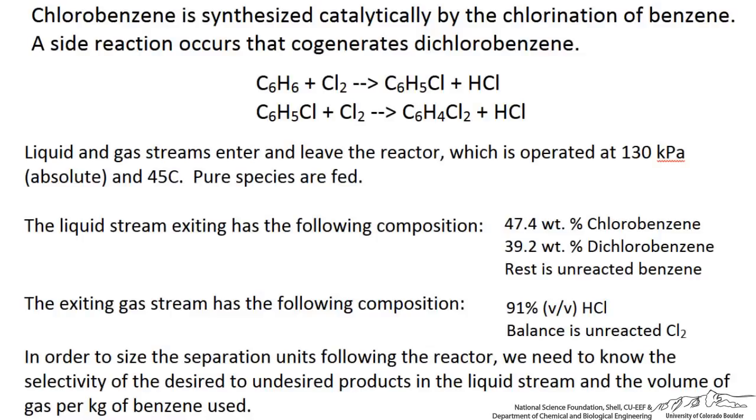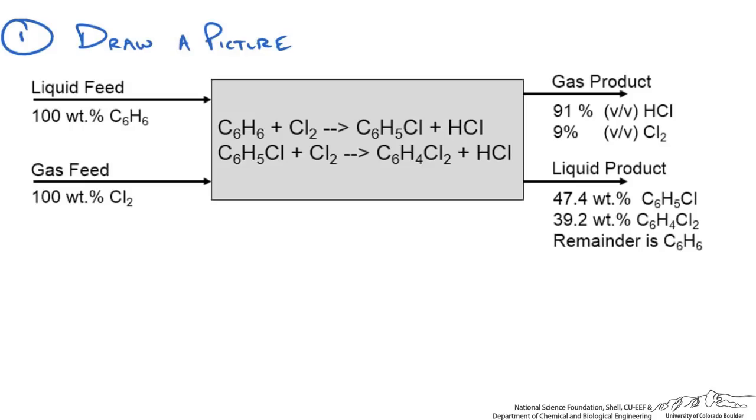So the first thing to do is draw a nice schematic and label everything we know about our streams. So here I've drawn a little schematic that shows our liquid feed of 100 weight percent benzene coming in and our gas feed of 100 weight percent chlorine. We have our two reactions and the outlet streams labeled using the appropriate information given in the problem statement.